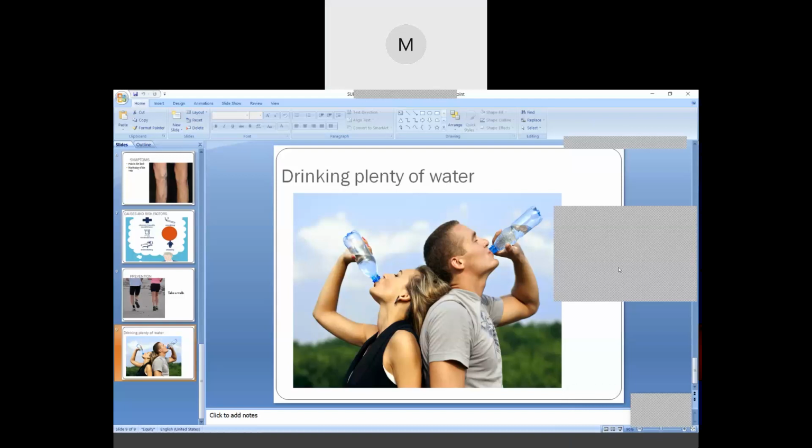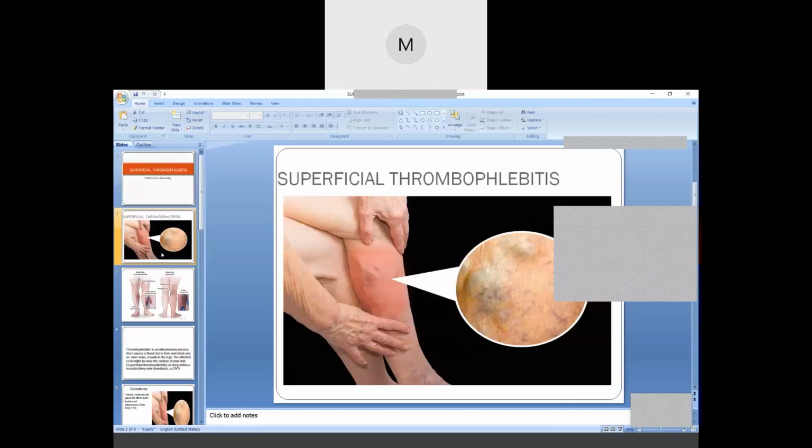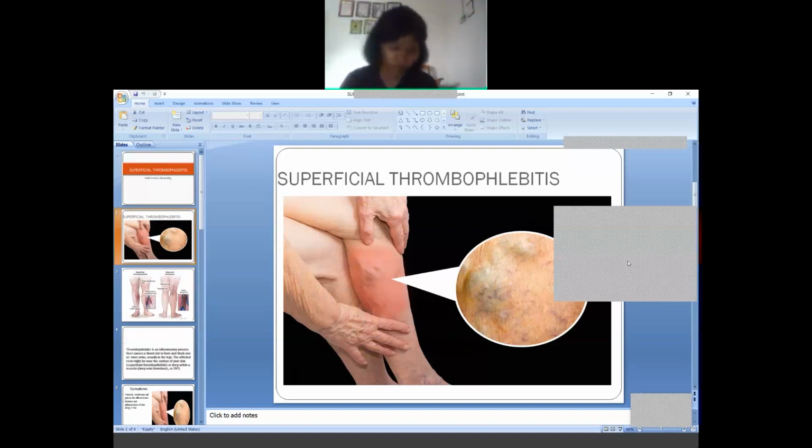Okay, can you tell me the prevention part? By drinking plenty of water to avoid dehydration. Okay, good. To move the legs regularly, to take a walk. Okay, and if we travel a long journey, like in a flight or while driving, we should stop at least after an hour or two to move the legs, to prevent having blood clots. Okay, good.